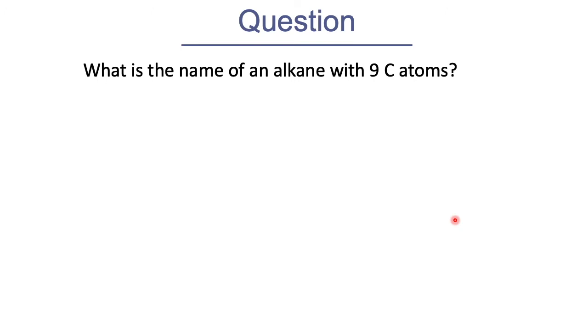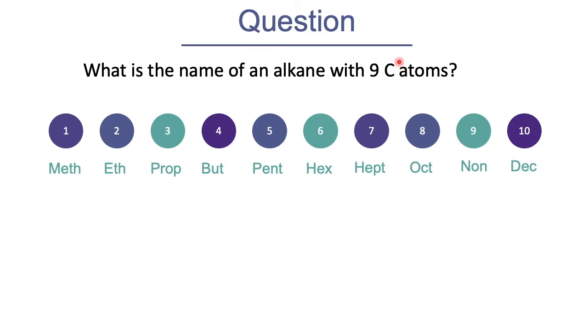Let's answer a few questions. What is the name of an alkane with 9 carbon atoms? Now, if you look at this question, we already know that we are looking at alkanes. So the name will end with ane. And we also know that we are looking at 9 carbon atoms. So the prefix for 9 is non. So the name of the alkane will be non plus ane, nonane.